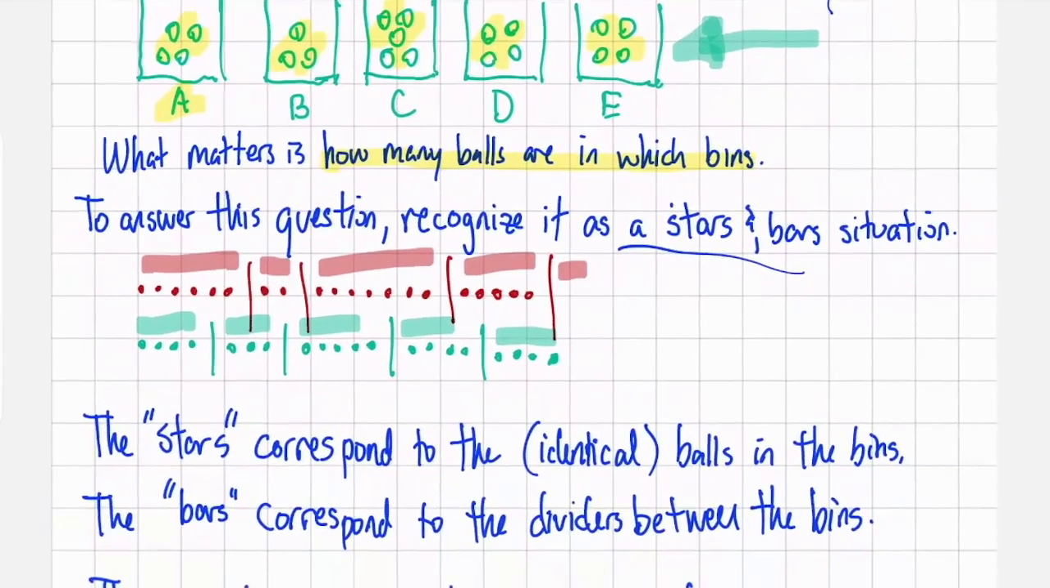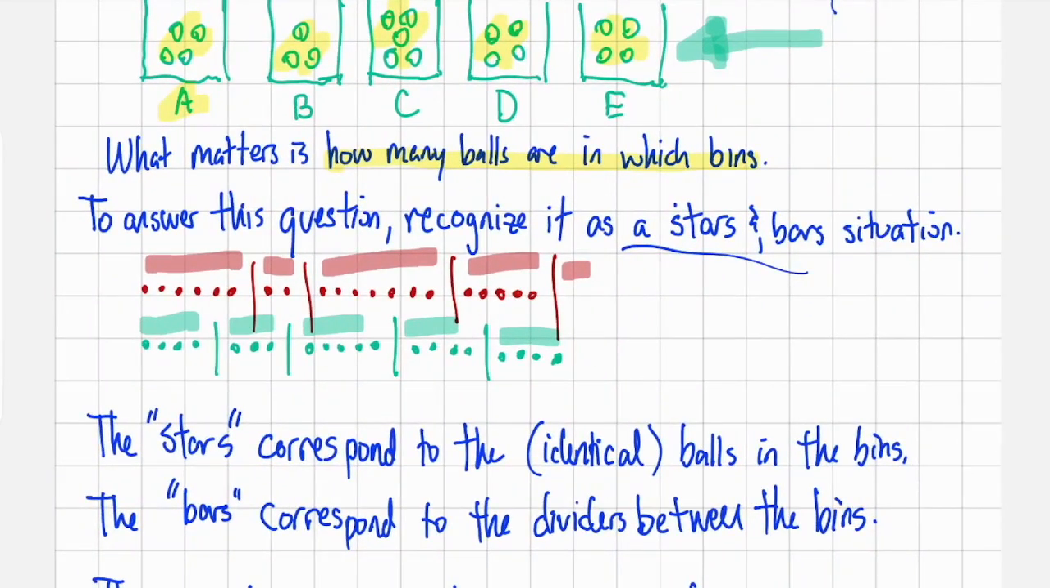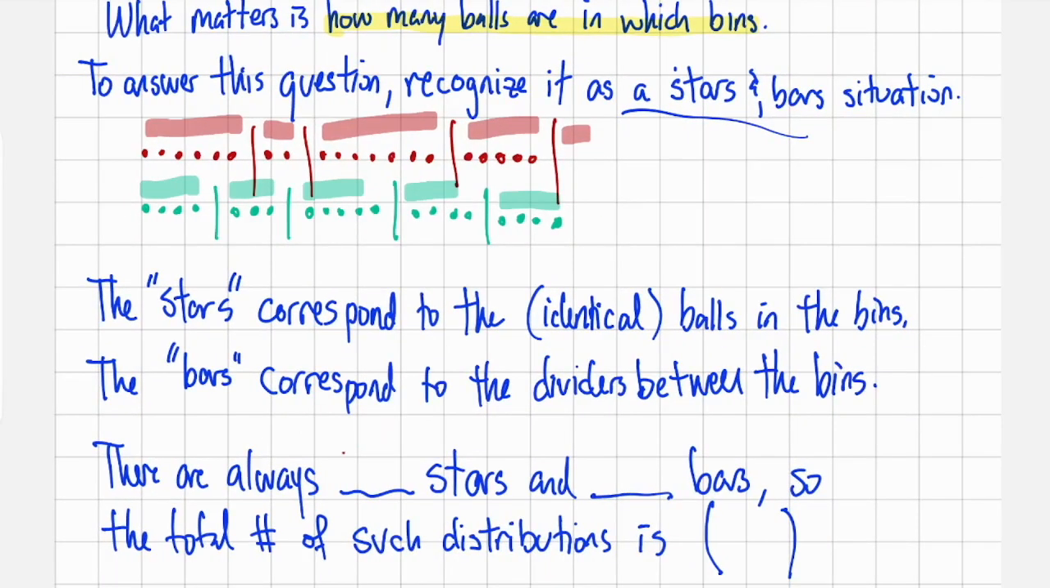What we see is that the stars correspond to the identical balls in the bins, and the bars correspond to the dividers between the bins. And so there are 20 stars corresponding to the balls, and 4 bars corresponding to dividers between 5 bins. And so the total of such distributions is 24 choose 20, or 24 choose 4.